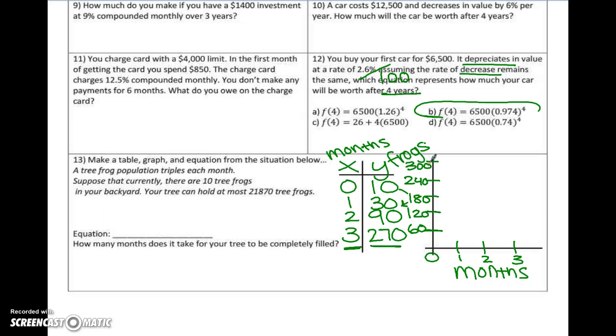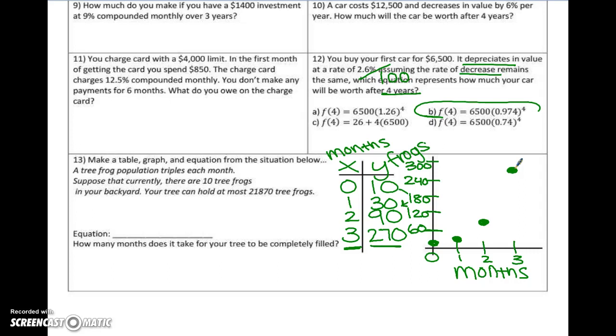That's just an example. So 60, 120, 180, that'd be 240, and up here we'd be at 300. So we got 0, 10, which would be way down here. Then 1, 30, so that's about halfway, because if we go by 60s, it's halfway. And then 2, 90, 90's halfway in between here. And then we're going to be at 3 and 270, so that is way up here. And that is our tree frog population.